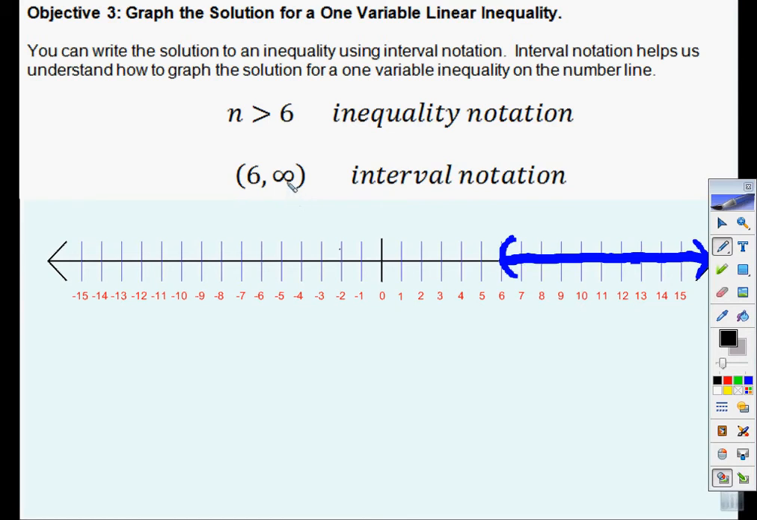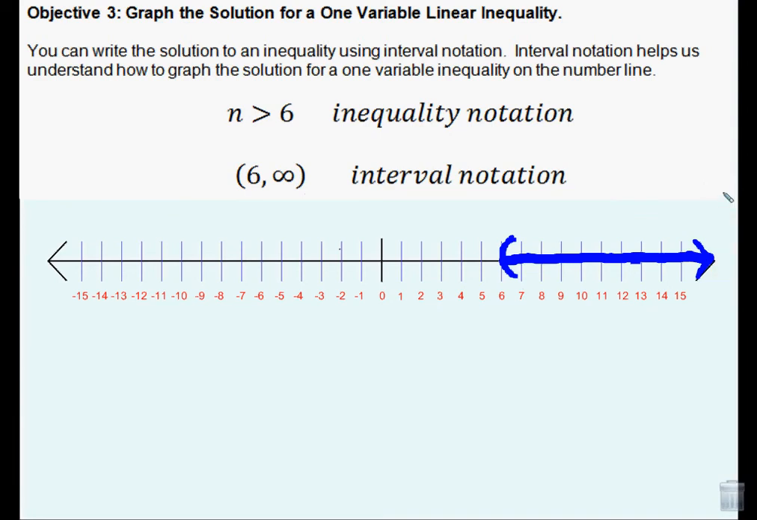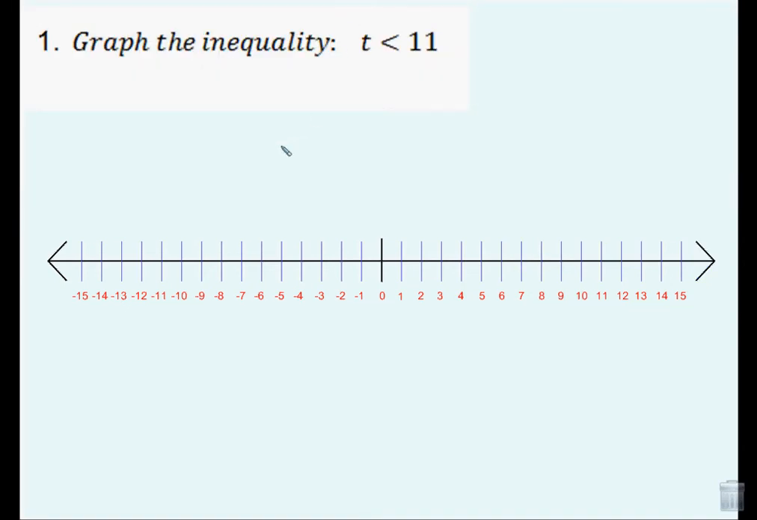Okay? So if I look on the number line here, I'm graphing from 6 to infinity on the number line. So the interval notation mirrors what I graph on the number line. Okay, so that's what we're looking at. Okay, so if I want to graph the inequality, t is less than 11, I want to look at that interval notation. So what is the interval notation?